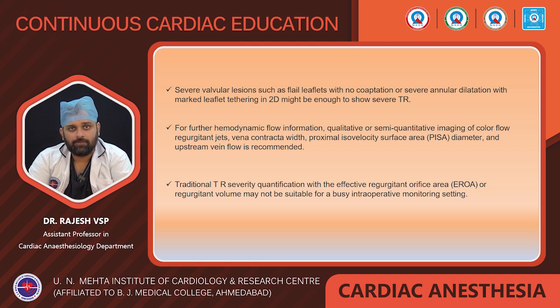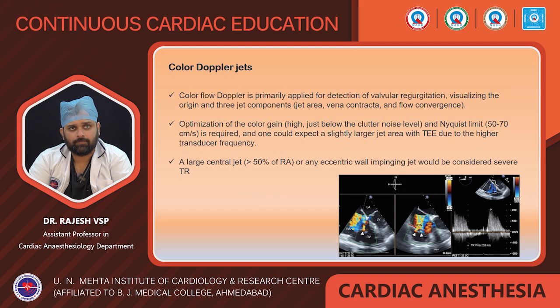For further hemodynamic flow information, qualitative or semi-quantitative imaging of the color flow regurgitant jets, vena contracta with proximal isovelocity surface area radius, and upstream vein flow is recommended. Traditional TR severity quantification with effective regurgitant orifice area or regurgitant volume may not be suitable in the intraoperative setting. Coming to the color Doppler jets, color Doppler is primarily used for detection of valvular regurgitation and visualizing the origin and components of the jet, such as jet area, vena contracta and flow convergence.